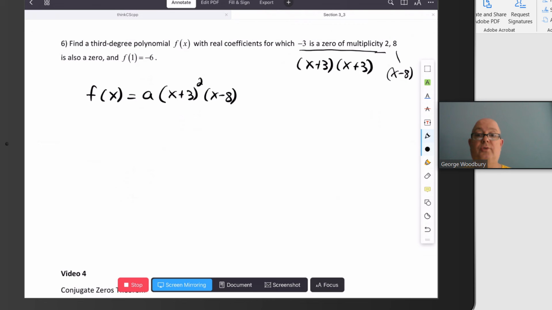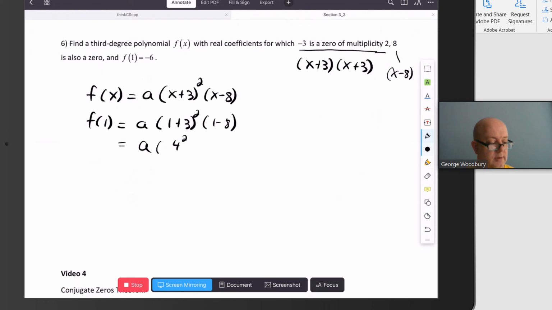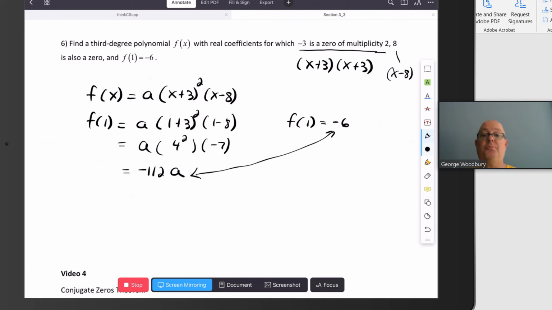We're told that f of 1 equals -6, so let's take a look at what f of 1 equals. f of 1 equals a times 1 plus 3 squared times 1 minus 8. That's going to be a times 4 squared times -7. 4 squared is 16. 16 times -7 is -112. So this equals -112a. We were also told that f of 1 was equal to -6. So these two expressions have to be equal to each other.